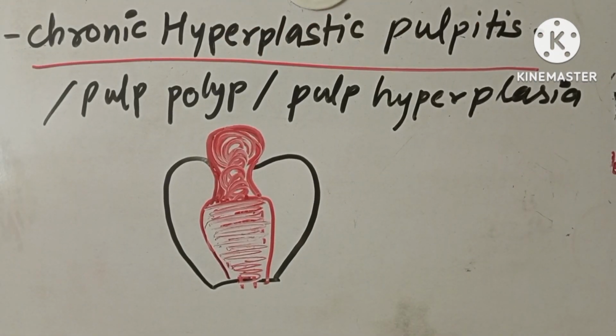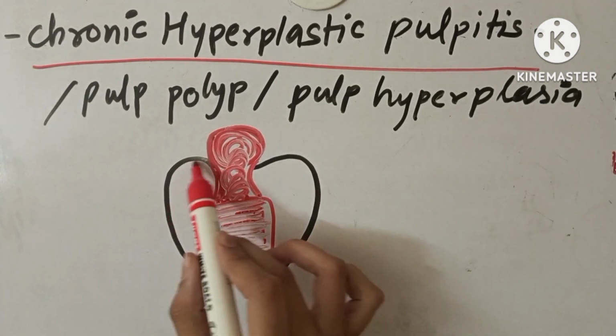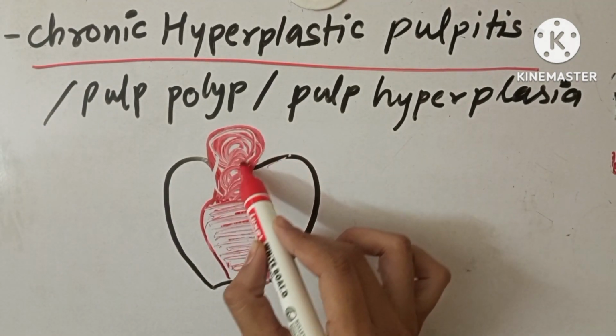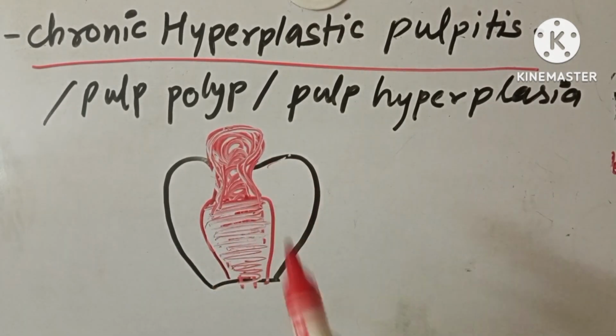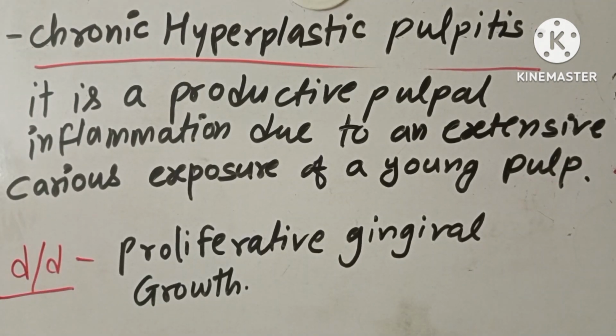Now we are seeing chronic hyperplastic pulpitis. It's also called pulp polyp or pulp hyperplasia. In the teeth, we can see a polyp-like growth where the pulp comes outside of the tooth. Chronic hyperplastic pulpitis is a productive pulpal inflammation due to an extensive caries exposure of a young pulp. The differential diagnosis includes proliferative gingival growth.